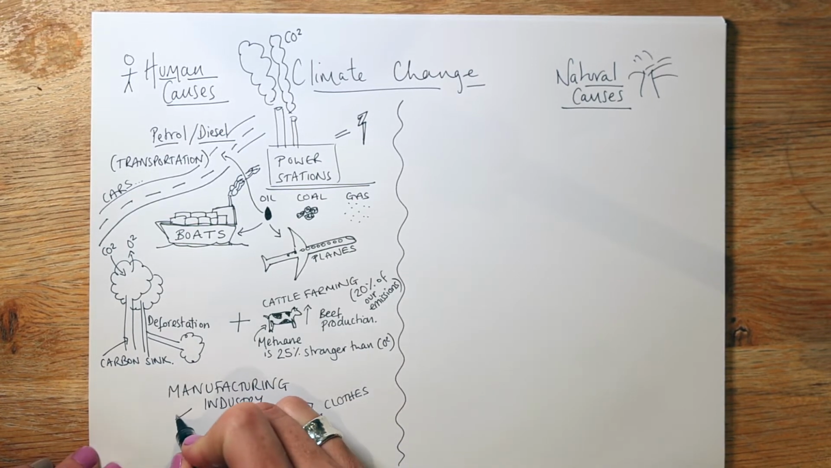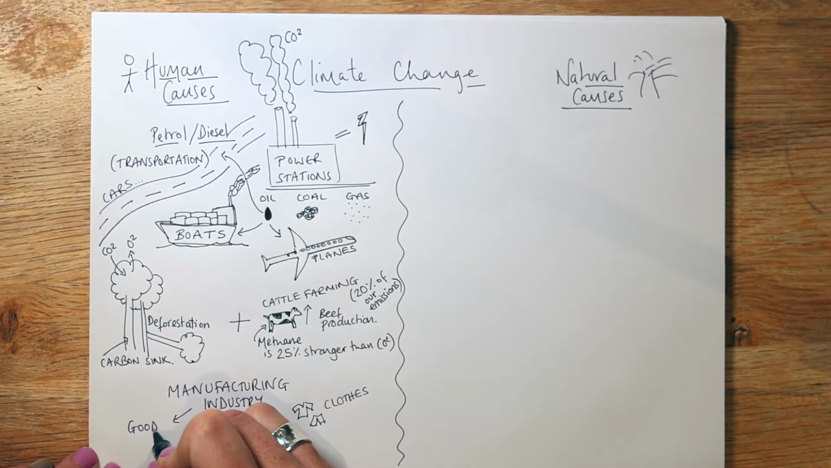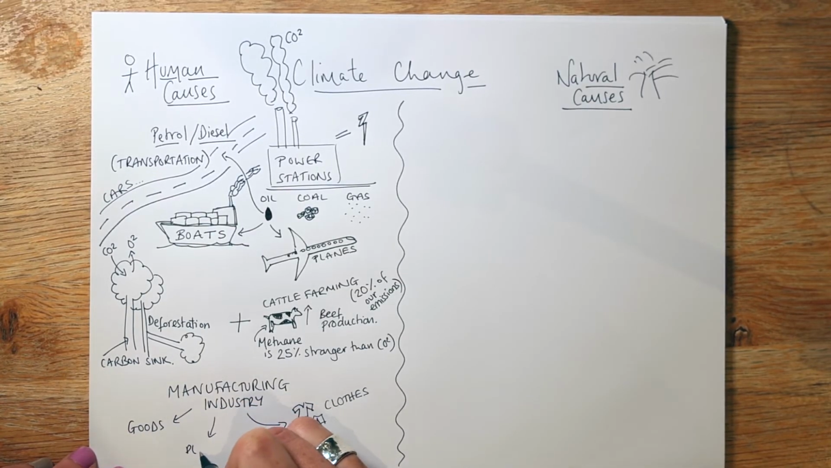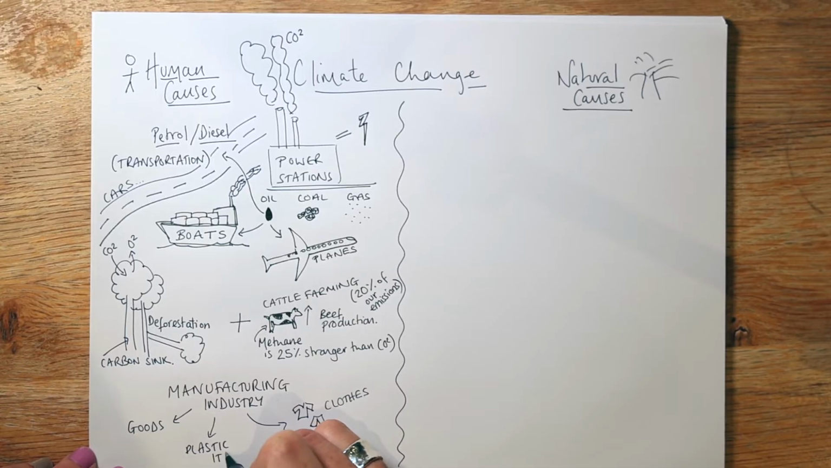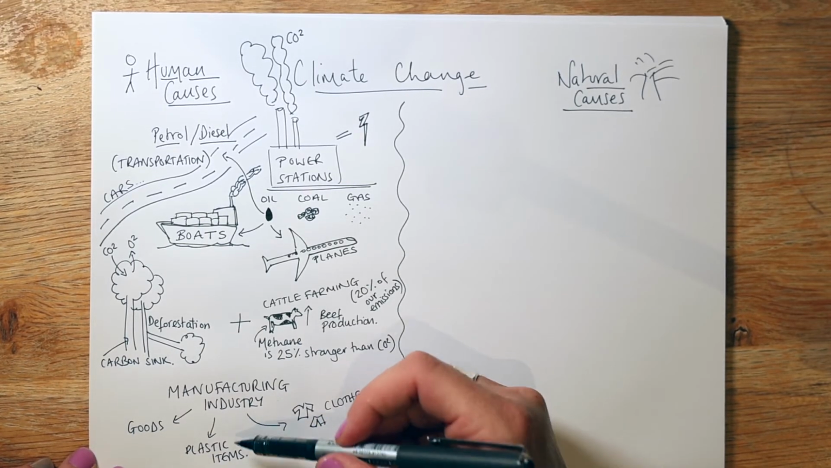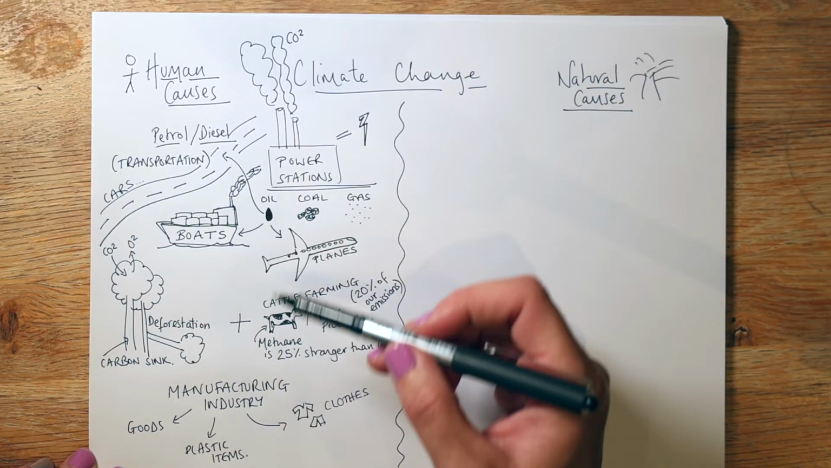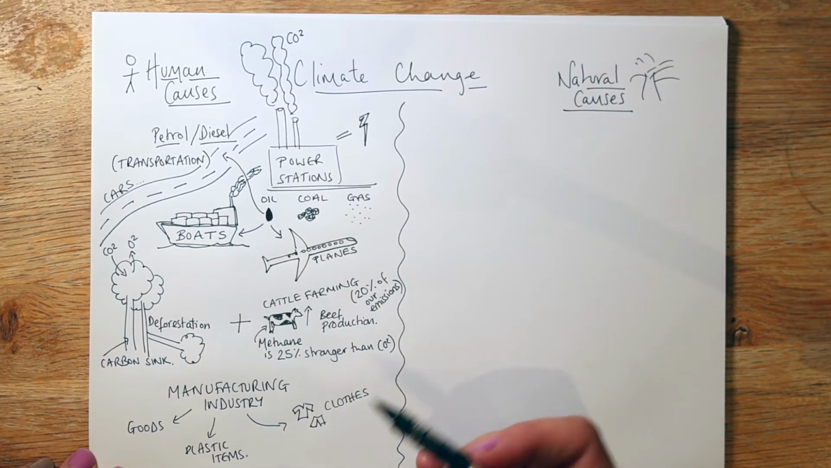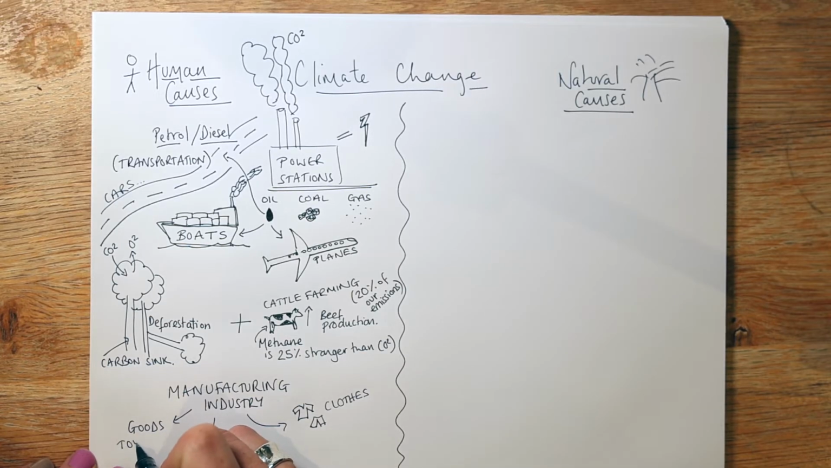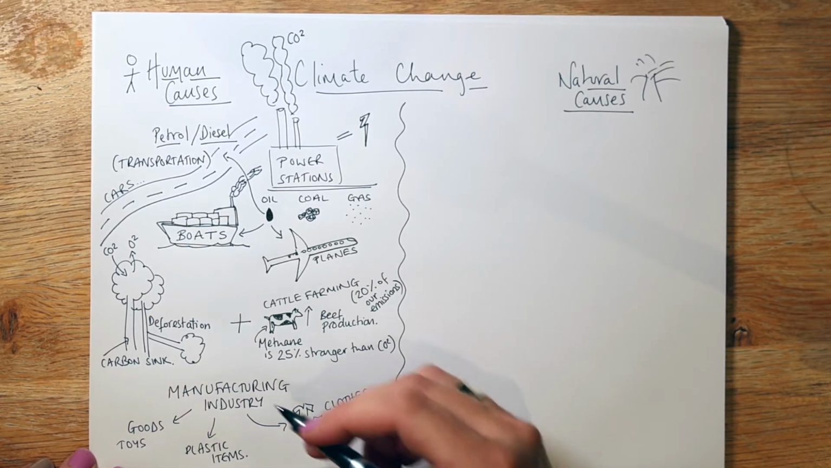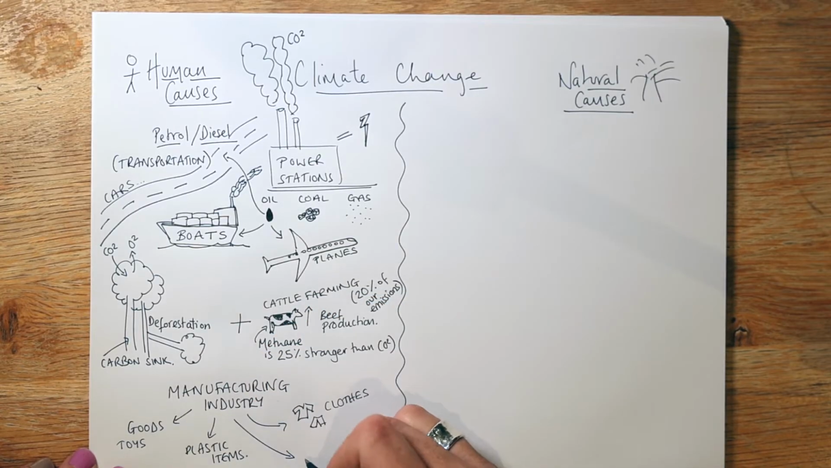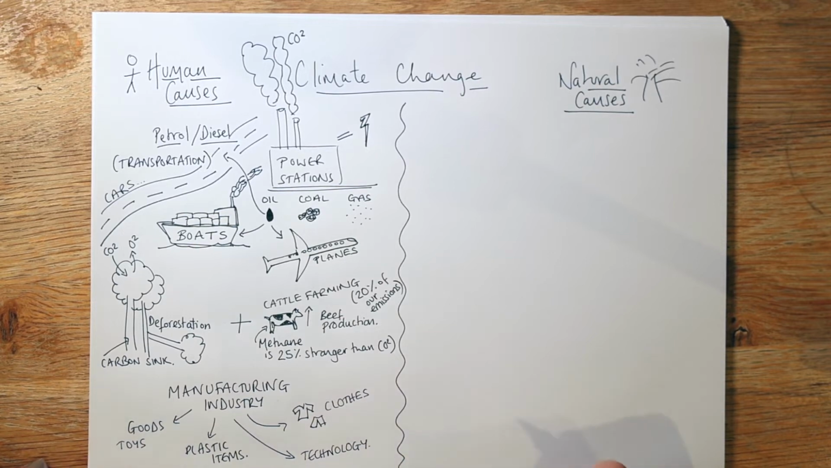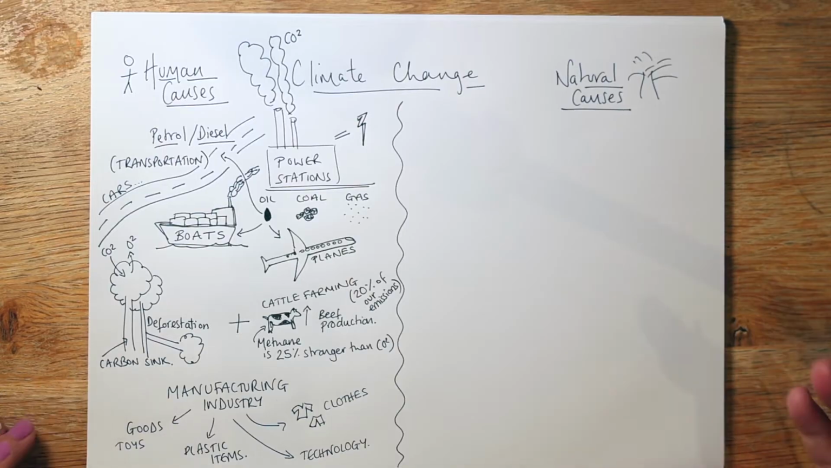But anything else, any kind of goods, any kind of plastic items, don't get confused with plastic and climate change. It's just that plastic uses oil in its production, and through that factory process. So it's anything from toys, plastic items, clothes, tech is another one, technology. So we have to be really careful. I do another video on how we can manage climate change and mitigate for it.